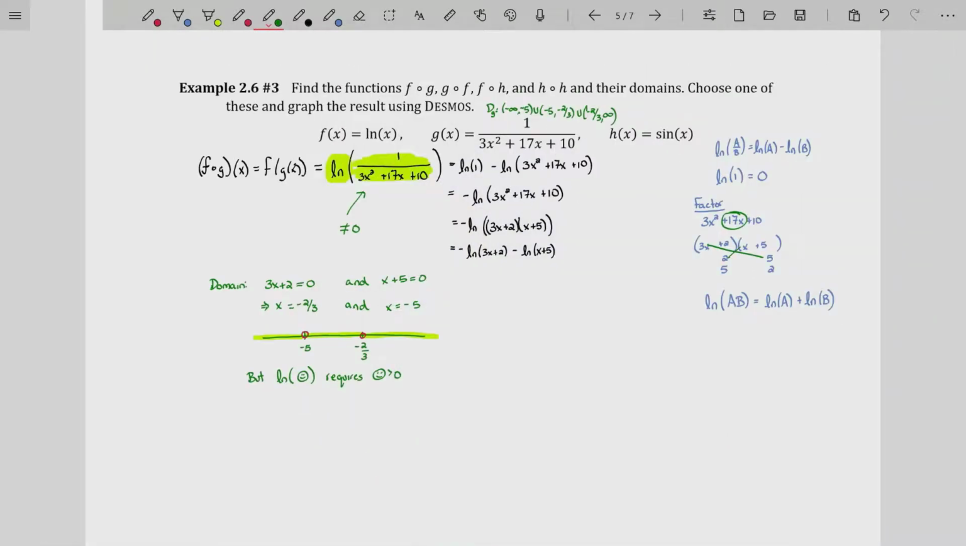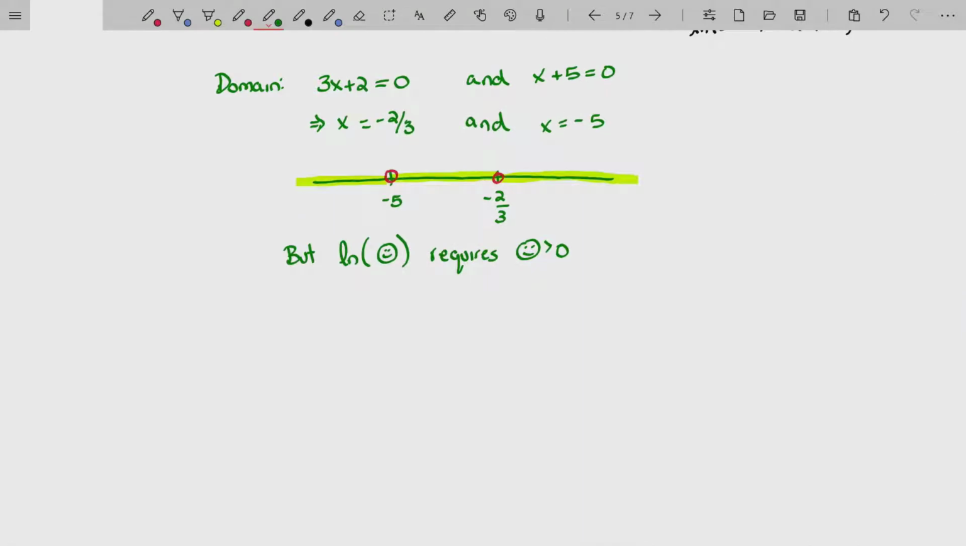Sorry for the grainy screen. I'm actually projecting this onto a different monitor and then capturing that. It's a bit of a mess, but whatever.